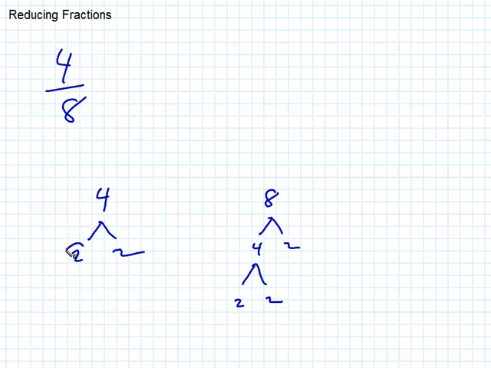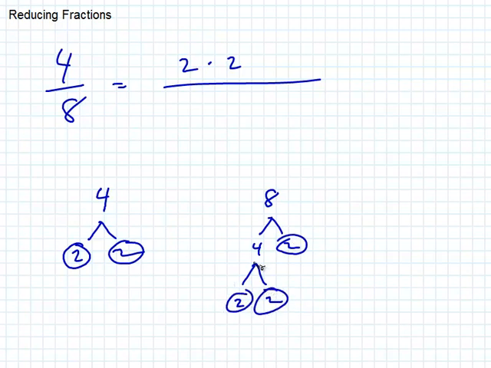So 4 ends up being equal to 2 times 2. I'm going to use dots for times. You can use X's if you like. When you get to algebra, you'll use dots. I'm just introducing it to you here. The 8 is 2 times 2 times 2. So these are the numbers here at the stems of this tree, so to speak.